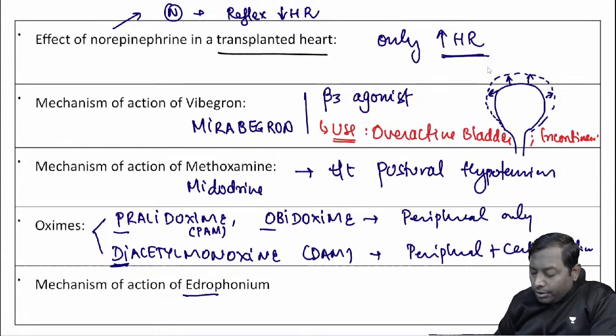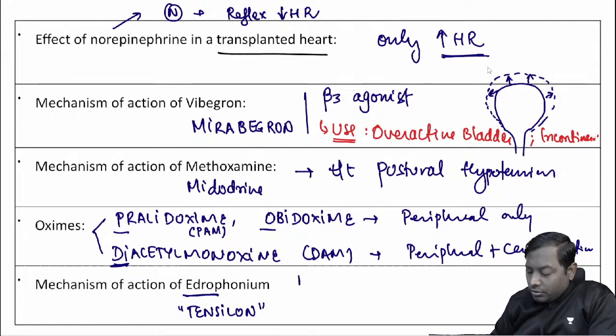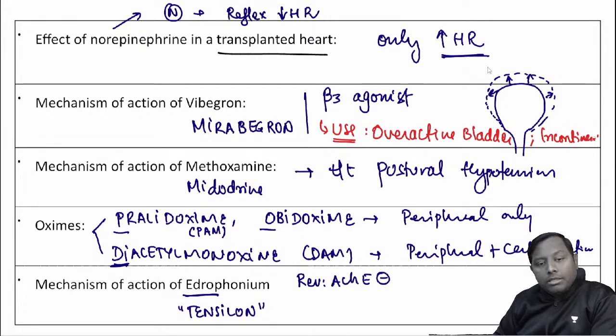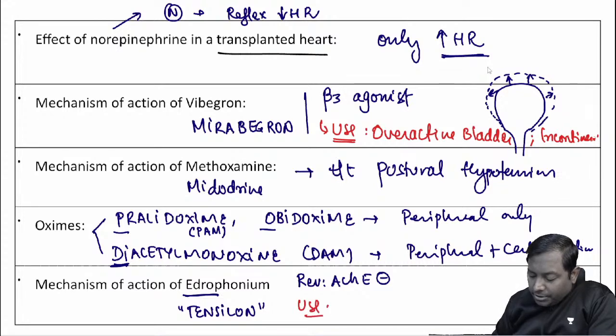What about edrophonium? Edrophonium is available in the market by the name of Tensilon. Therefore, it is also used for a test known as the Tensilon test. Two questions have been asked here. What is the mechanism of action? It's a reversible acetylcholinesterase inhibitor. That's the mechanism of action. And what is the use? That's the second question. It can be used to differentiate between myasthenia gravis and cholinergic crisis.